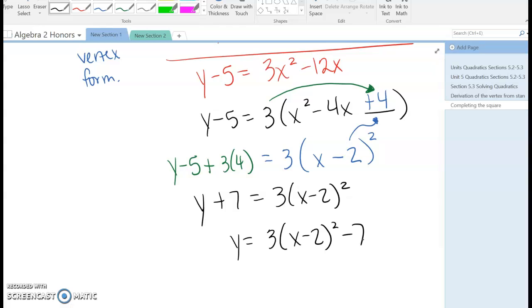Okay, I hope that helped as far as completing the square goes. The next video is on the derivation of the equation for the vertex from standard form, and also the derivation of the quadratic formula.